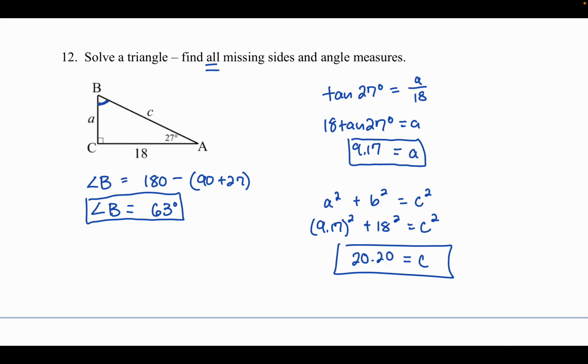Okay, so we've solved for the missing side length A, missing side length C, and the missing angle B. So we found everything that there is to know about this triangle.